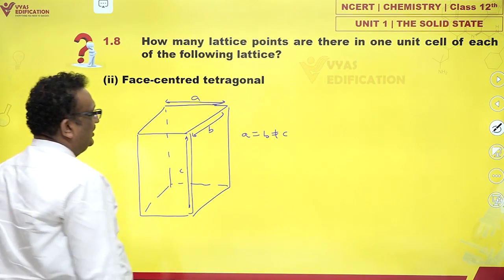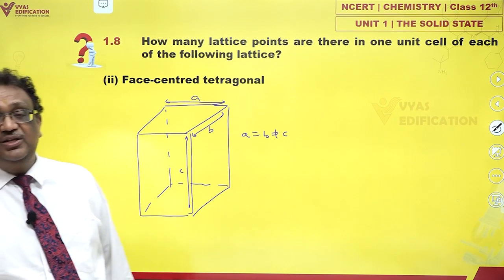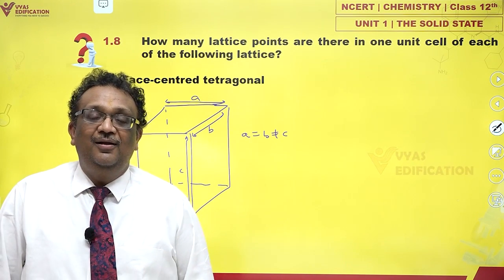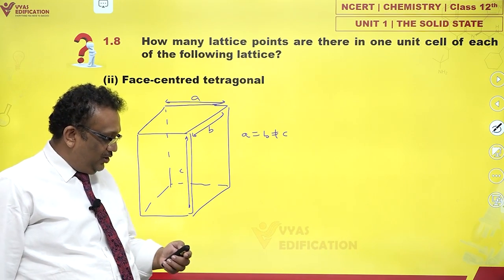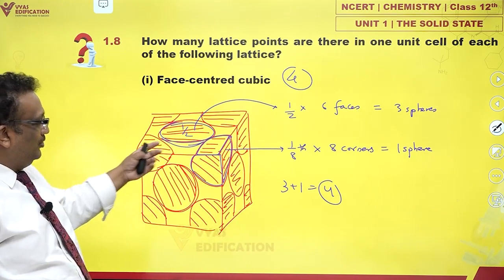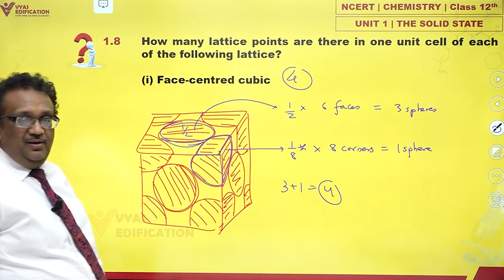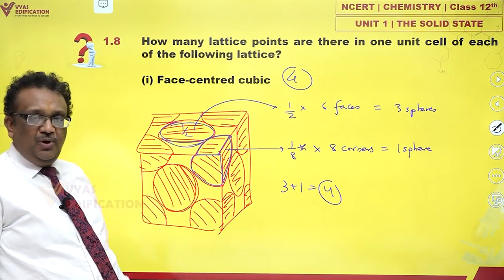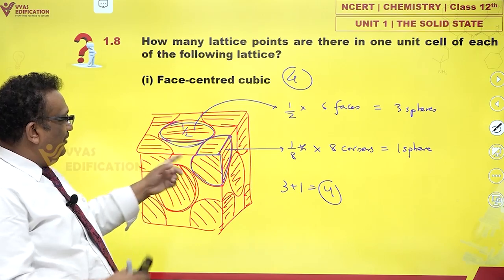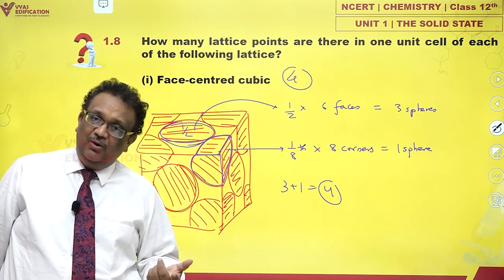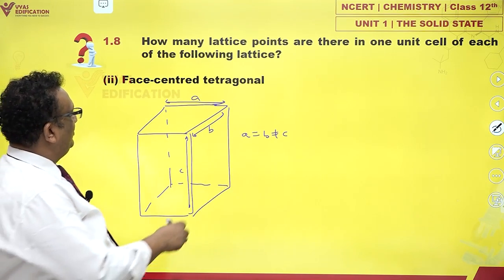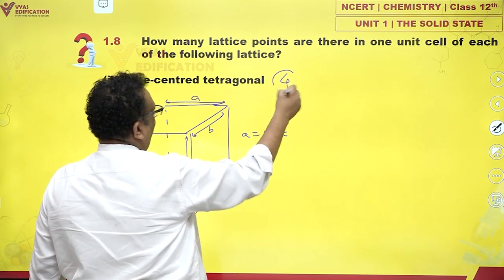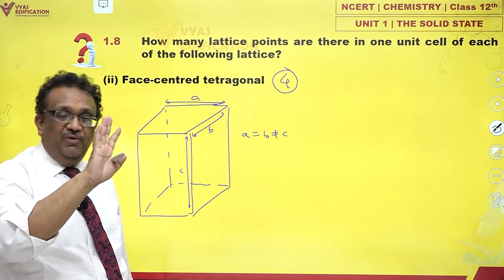If 2 sides are equal but the third is not equal, then we say it is tetragonal. Fortunately or unfortunately, the logic will be very similar to this. If this becomes longer, touching may be a problem, but otherwise every corner only 1/8 will be counted and face centers half will be counted. Occupancy of this also is going to be very much the same. It would be 4.